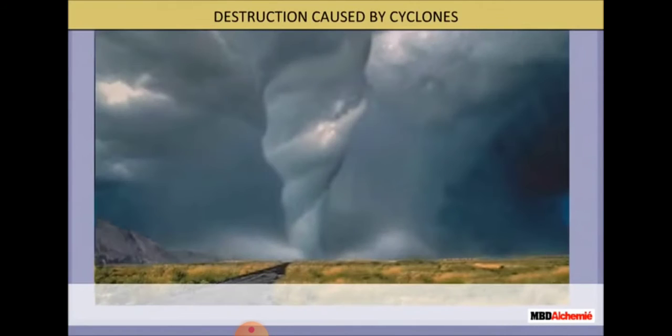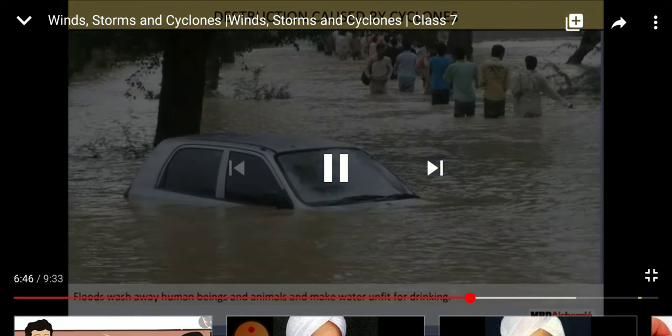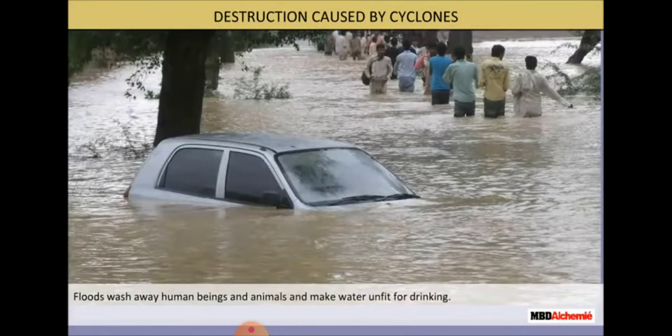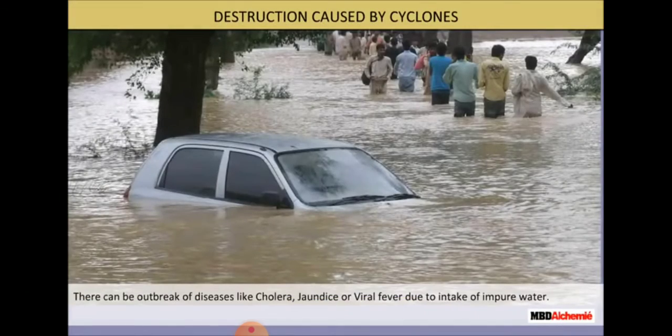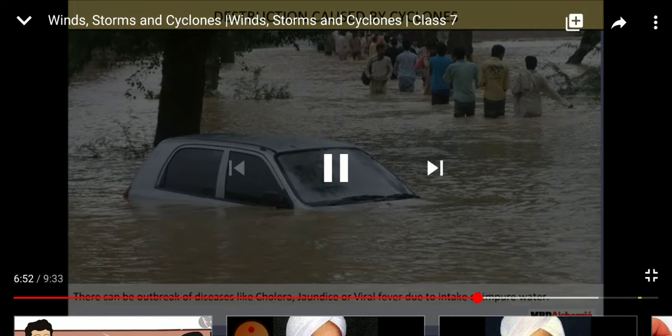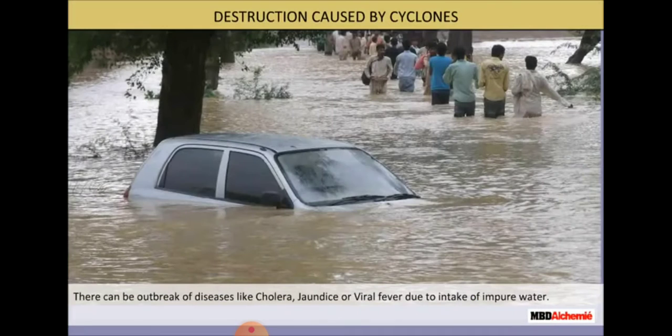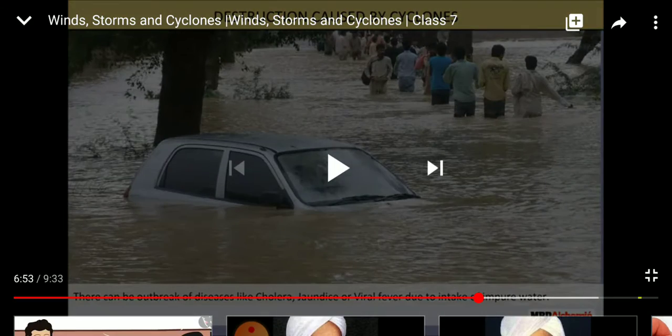Now we are discussing some points, the destructions caused by cyclones. Here you can see that floods wash away human beings and animals and make water unfit for drinking. Next in the animation you can see that there can be outbreak of diseases like cholera, jaundice and viral fever due to intake of impure water.